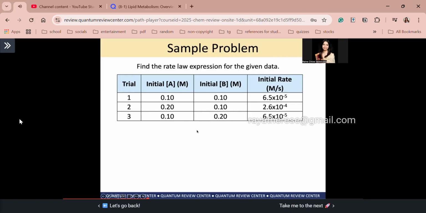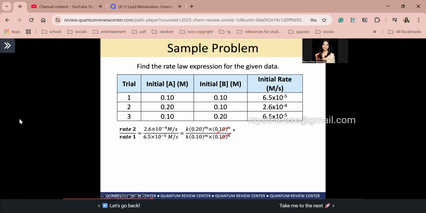So first, let's get the ratio of rate 2 and rate 1. When we get the ratio of rate 2 and rate 1, we get 2.6 times 10 to the power of negative 4 M per s divided by 6.5 times 10 to the negative 5 M per s. Tapos, ratio din natin ang respective rate laws ng bawat trial na yan. So for rate 2, k times the concentration of A, 0.20 to the power of m, kasi hinahanap natin ang reaction order with respect to A, times the concentration of B at trial 2, which is 0.10 molar, to the power of n. So again, to the power of n because we are trying to find the reaction order with respect to concentration B. Divided by, so again, the rate law with respect to trial 1. So 0.10, 0.10. Now guys, notice that we can just cancel out here. See, 0.10, 0.10.